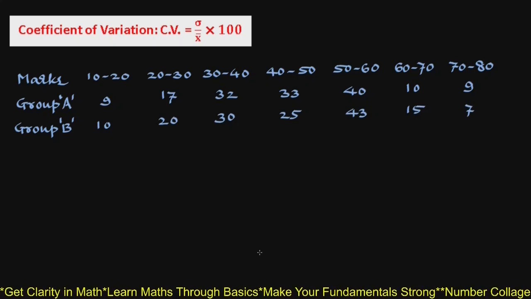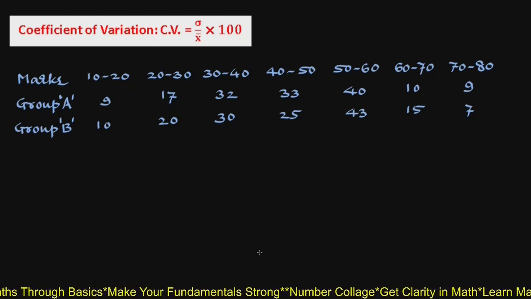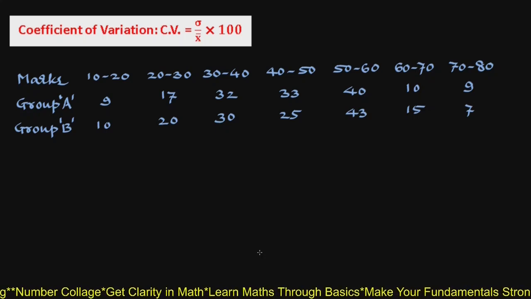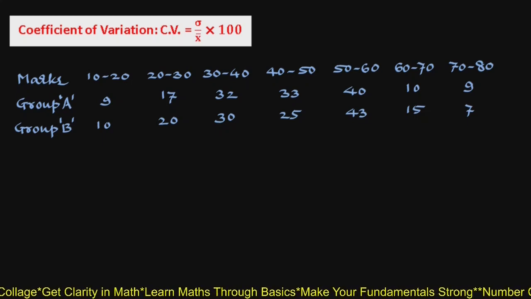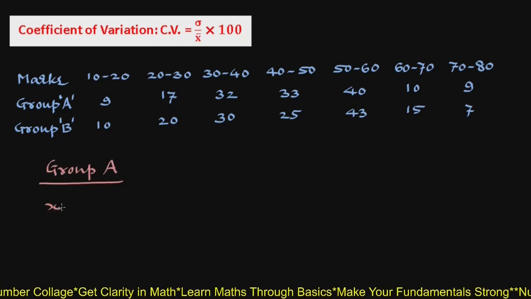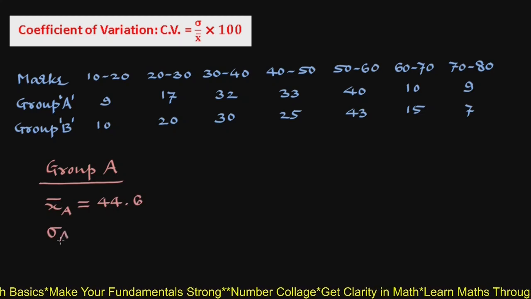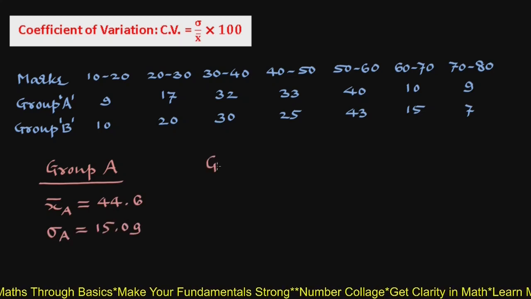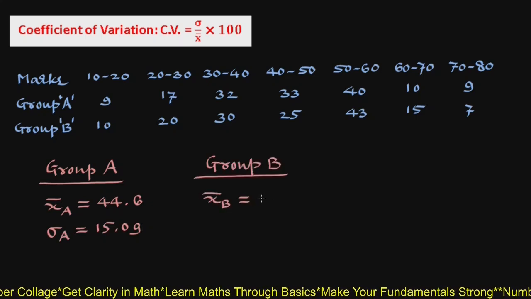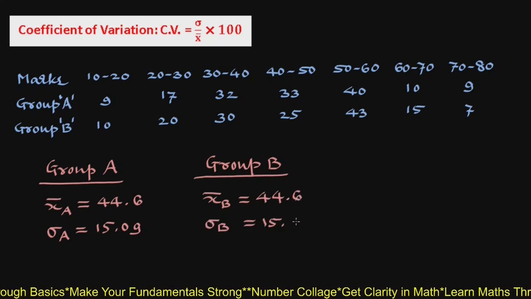The subject matter of this video is not to find arithmetic mean and standard deviation, about which we have discussed in detail in my previous videos. We will directly write the values of arithmetic mean and standard deviation. So for group A, arithmetic mean is 44.6 and standard deviation 15.09, and for group B, arithmetic mean is the same as group A, 44.6, and standard deviation 15.61.